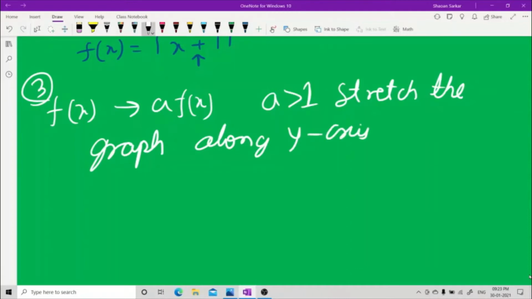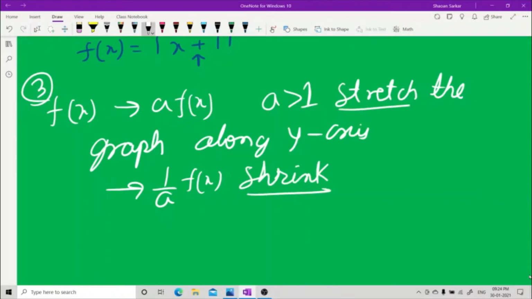And if a is less than 1, rather I should say, keeping a greater than 1, if you write it as 1 upon a f(x), then it will shrink the graph. This is stretching, this is shrinking along the y-axis. Now let me give you an example.